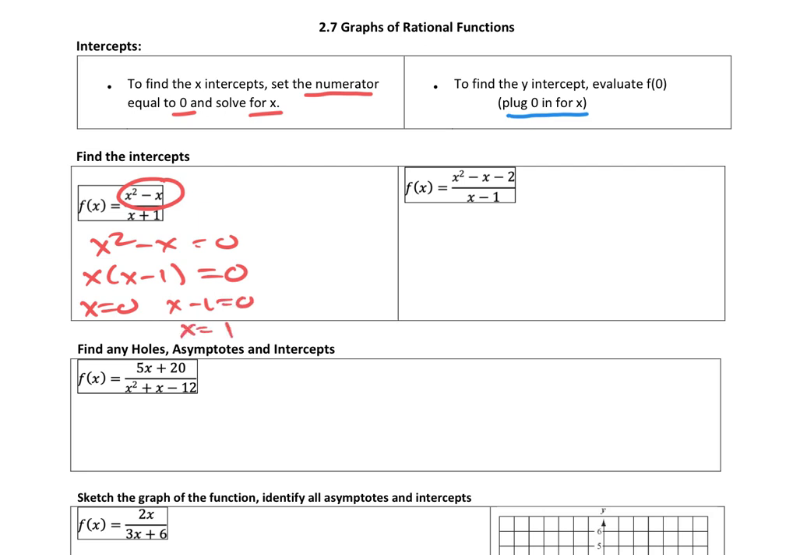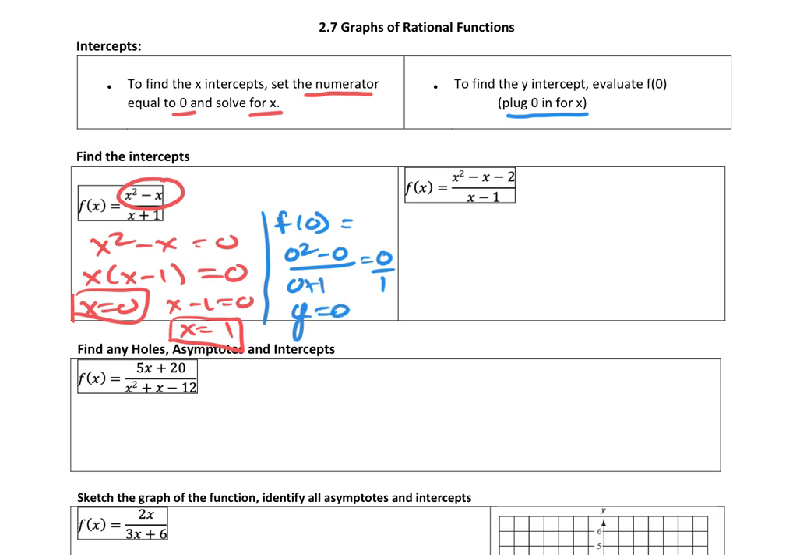So I get x is equal to 0 as one x-intercept, and I get x is equal to 1 as our second x-intercept. For our y-intercept, I'm going to plug in 0 for all of my x values. Basically we're just doing f of 0. We're going to get 0 squared minus 0 over 0 plus 1, which is going to be 0 over 1. And 0 divided by any non-zero number is automatically going to be 0. So we're going to get a y-intercept of 0.